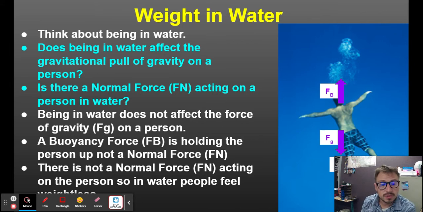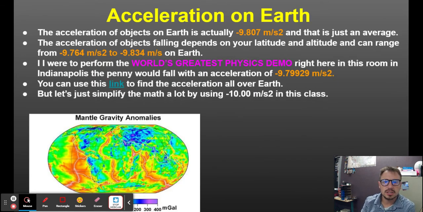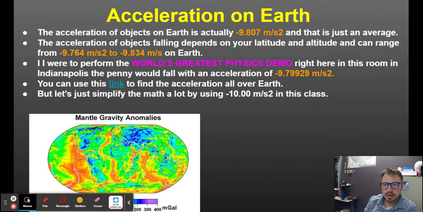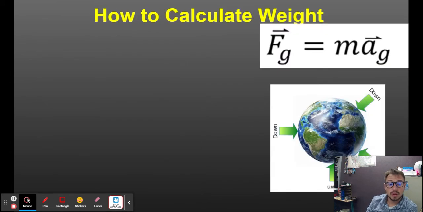That's why you can feel lighter or heavier in an elevator or a roller coaster. It's that normal force that makes you feel that weight. All right, so now, in order to calculate weight, you need to know the acceleration of all objects on that planetary body. Now, it does vary depending on where you are on Earth, right? It's usually about negative 9.807 meters per second squared, but to simplify it, we're just going to use negative 10 meters per second squared. So that's the acceleration of all objects on this planet.